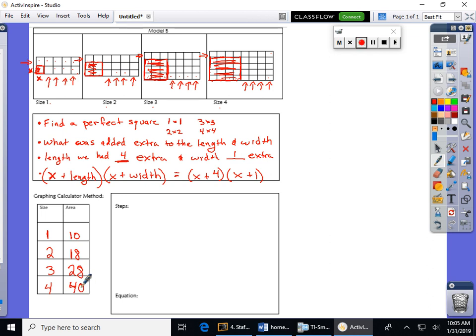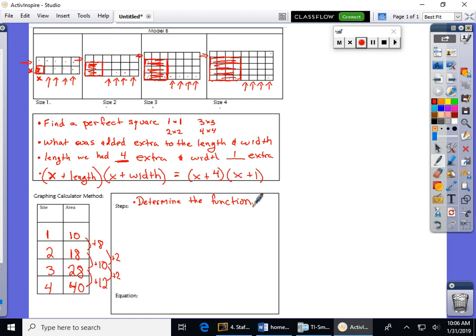So we have our sizes and our areas. And now if we notice this, it goes plus 8, plus 10, plus 12. Well, these are not the same, but the second constant difference is plus 2. So we know that we have a quadratic equation. Most of the stuff we're going to work with is quadratics. We're looking at that second constant difference, which is plus 2. So for these steps, the first thing we have to do is determine the function.